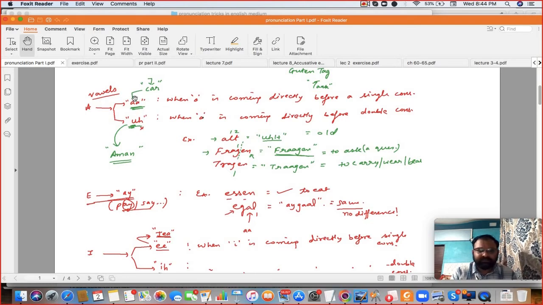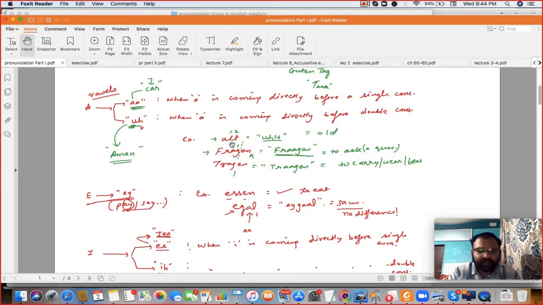Next is A. A has two sounds, a short A and a long A. After A, if it is one consonant, it will have the long A sound, otherwise the short A sound.